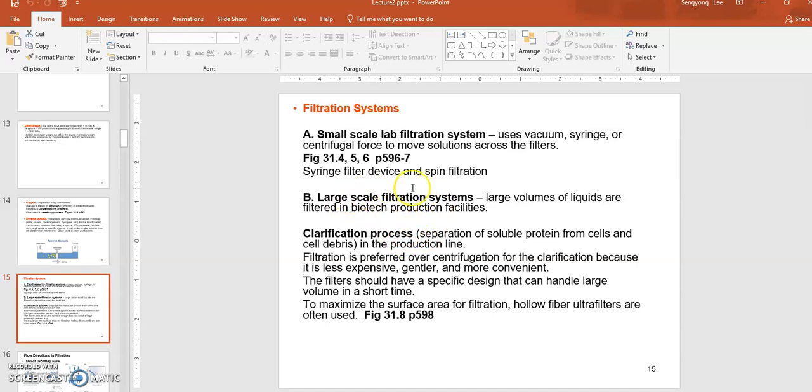Okay, and during your large scale operation, there's a process called clarification. That happens between the upstream process and downstream process. So through this step, you can separate out soluble proteins from cells and cell debris that you don't want. Okay, so filtration is preferred over centrifugation for this step because it is less expensive and it's gentler. Centrifugal force is greater, sometimes you can smash the molecules, and filtration is more convenient. Okay, so clarification is a large-scale filtration method.